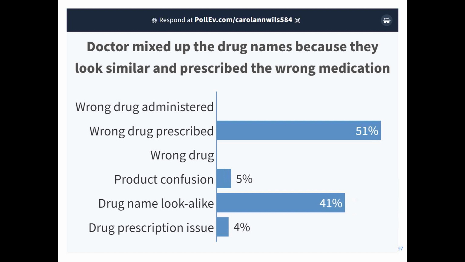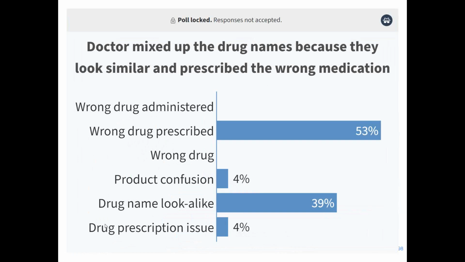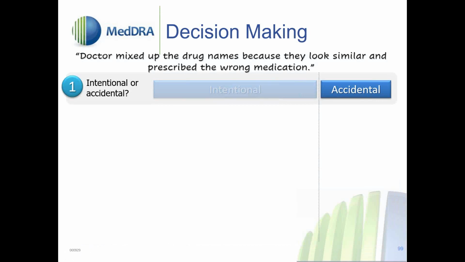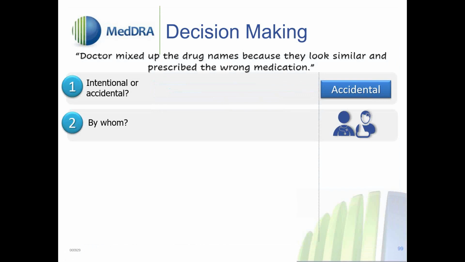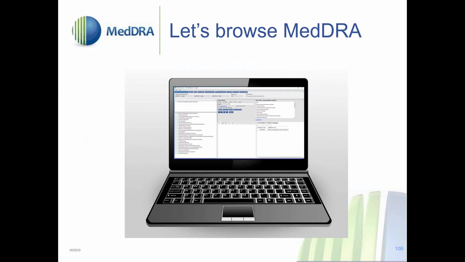We know the doctor mixed up the drug names, so it was an error. Wrong drug prescribed captures the error, whereas drug prescription issue is too vague. With the wrong drug prescribed, we perfectly capture what has been reported here, that a wrong medication was prescribed. Well done. And again here, our chart: it was an accidental deviation from the label. It was triggered by the doctor in this instance. In the framework of therapeutic use, it was a medication error.